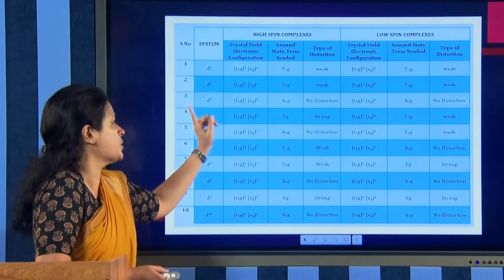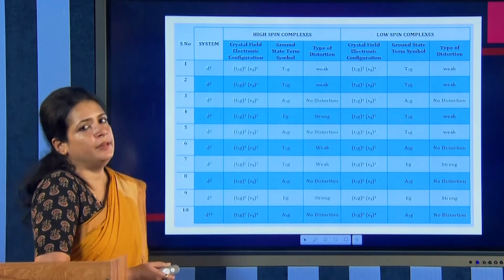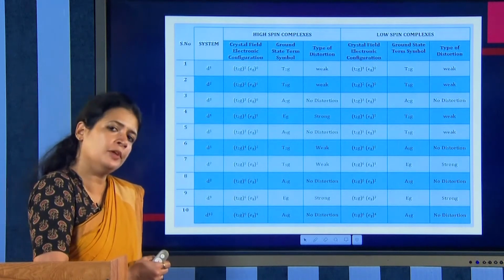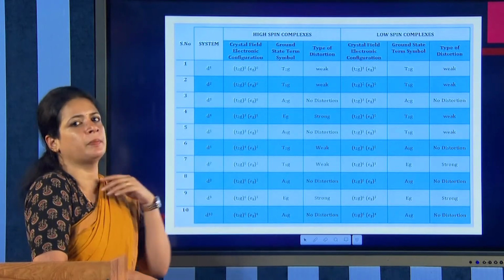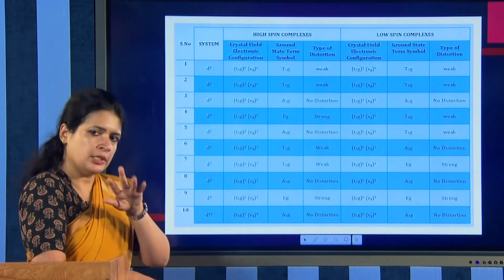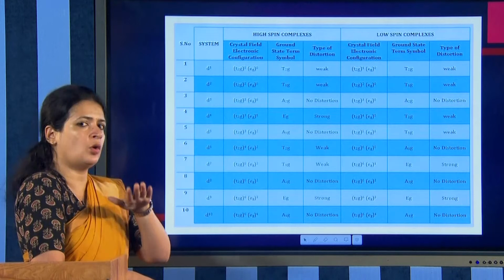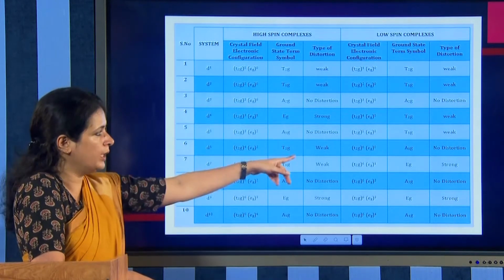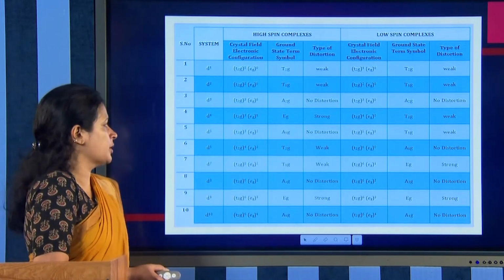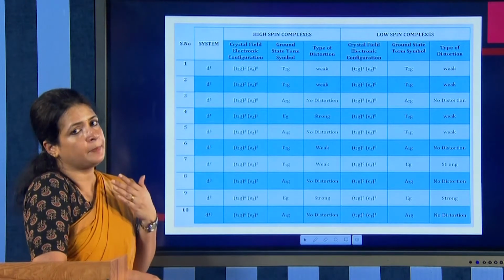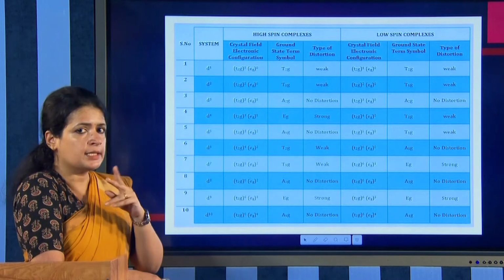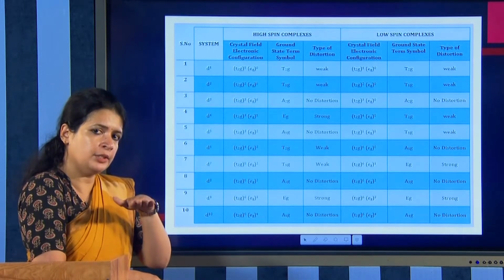That is d4 low spin. Now moving to d5 low spin: after the 4th electron, the 5th also should be occupied in the t2g orbital, and the 5th electron also has an option of occupying, that is why it is having a weak distortion. Now moving to the d6 case. D6 low spin means after the 5th, the 6th should be occupied only in the t2g only.